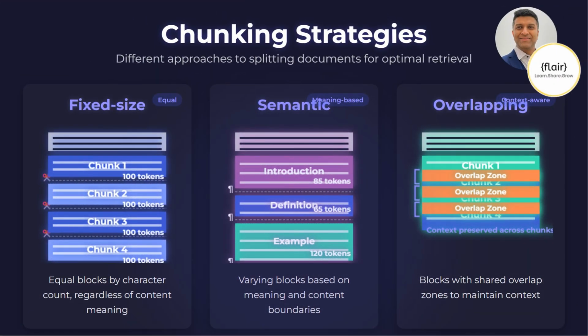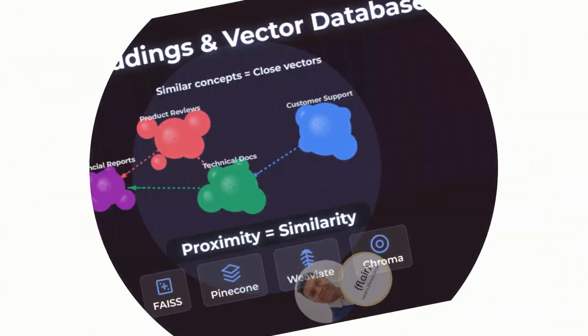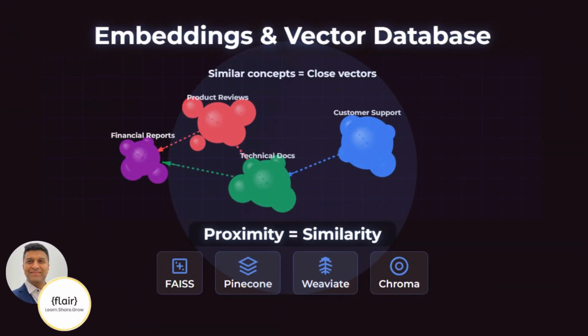Once chunked, these pieces are turned into embeddings, dense vectors that represent meaning. Embeddings create a map where similar concepts sit close together. This is how semantic search becomes possible.